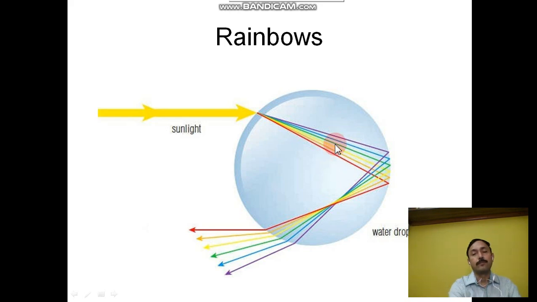What happens in case of a prism? From this water droplet, the light is reflected, refracted again, and then comes to our eye. And these are the 7 distinct colors of the light that is formed from the water droplet during the formation of a rainbow.